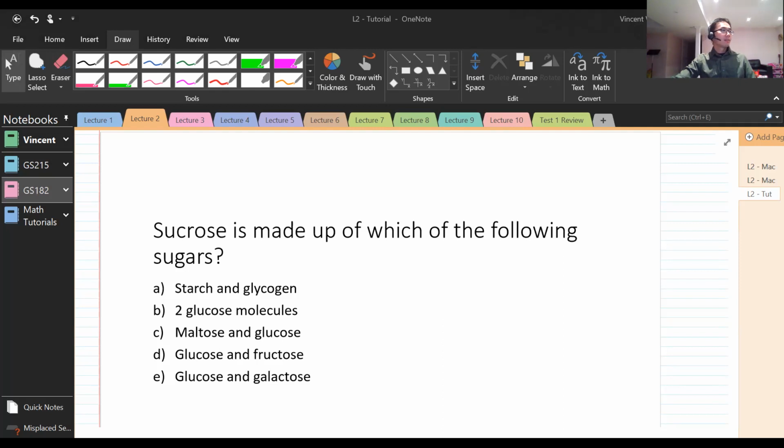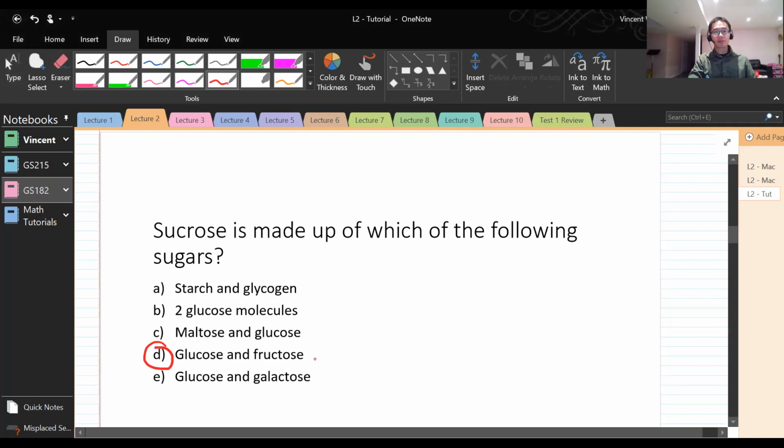All right, very good. I'm gonna end the poll. Most of you, like 90% of you, got it right. It is the glucose plus the fructose. That gives you sucrose. Some people chose B, but two glucose molecules give you maltose.